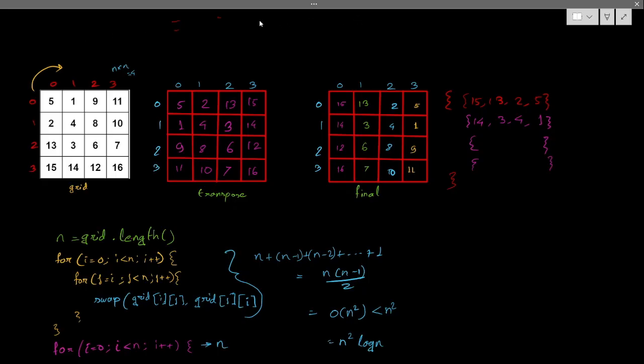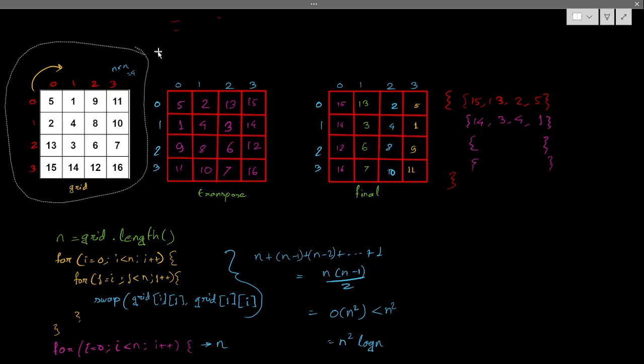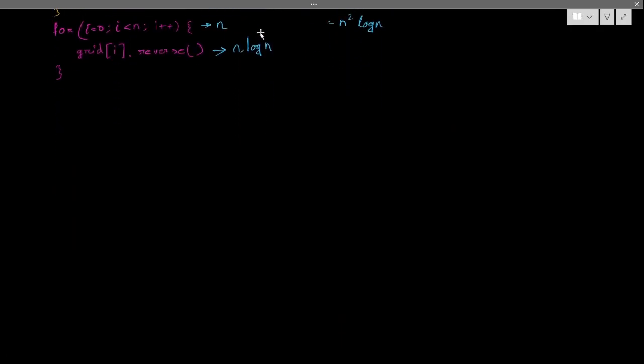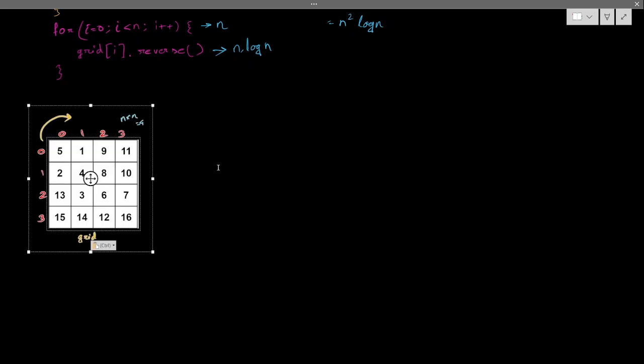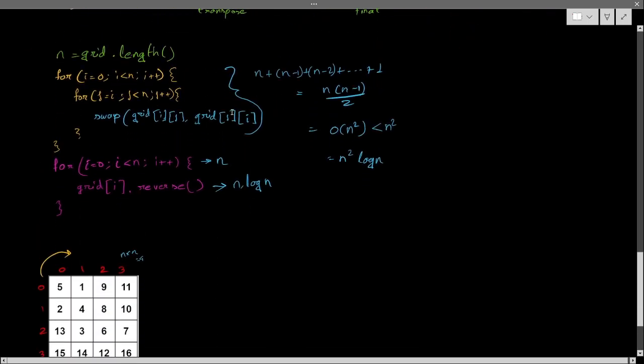See this one, let's copy this one first. This is the copy. So what I was doing earlier was first doing the transpose, then reversing the array.